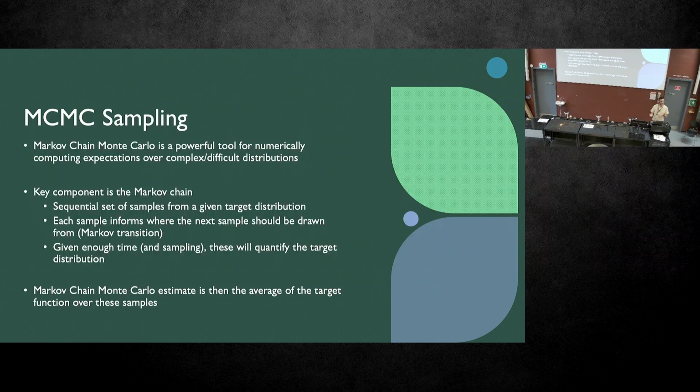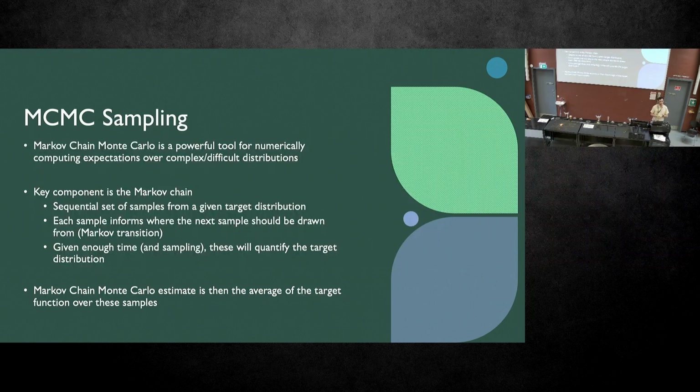When it comes to Markov chain Monte Carlo, the key component is the Markov chain. This is a sequential set of samples. You start with a proposal, and then based on that proposed sample, you take another sample, and another, and another. Different sampling schemes will have different methods for making these proposals. We call them a Markov transition. If you want to know more about them, that's the term to look up. Given enough time, these sequential sample transitions will eventually quantify our target distribution.